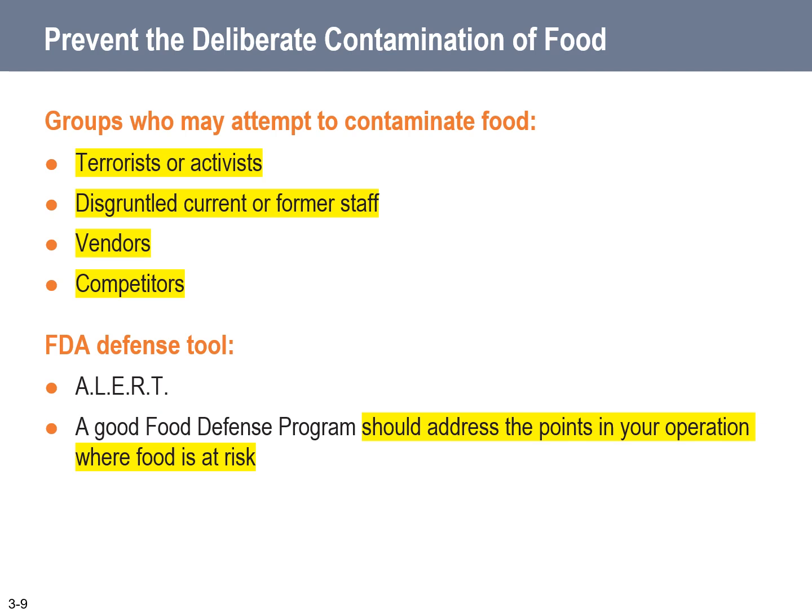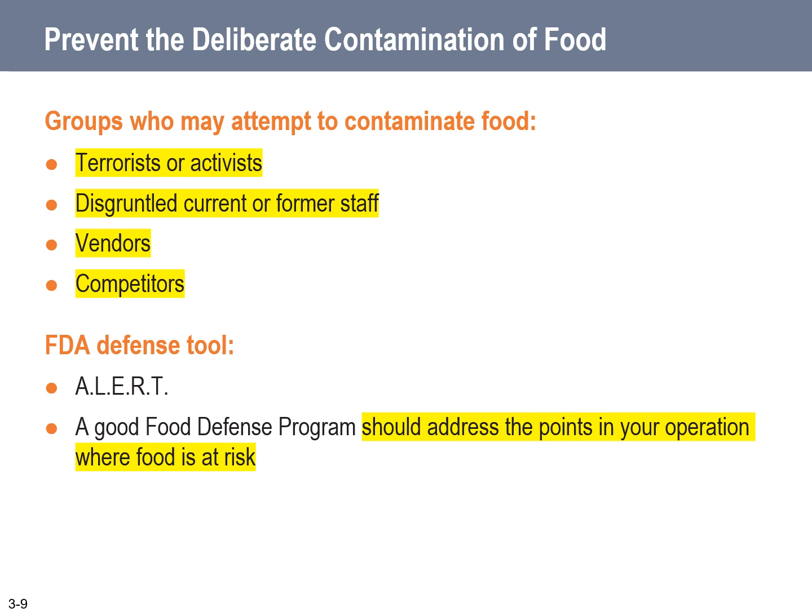So you want to prevent the deliberate contamination of food, because some people out there might want to mess up your business and make you go bankrupt or out of business. They could be terrorists or activists, disgruntled current or former employees, vendors, and competitors. A terrorist or activist group that's very well known in the culinary industry is PETA, which is People for Ethical Treatment of Animals. They are vegans. They want everybody to be a vegan. So they will go to restaurants and, for lack of a better word, cause a fuss, destroy food, try to get hired, and then destroy the food from the inside.